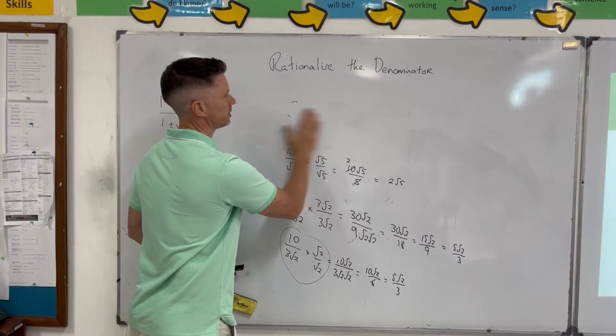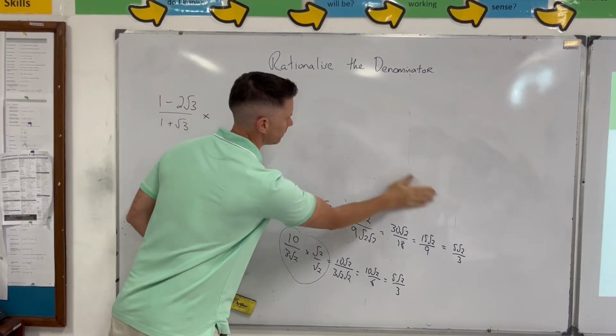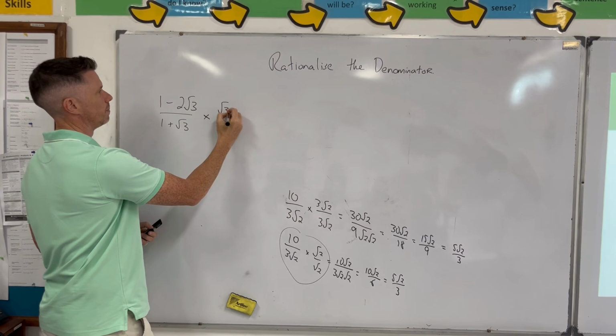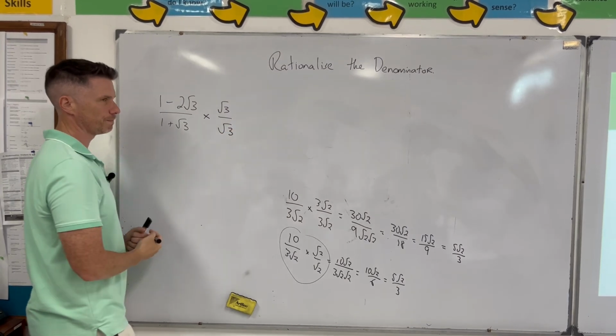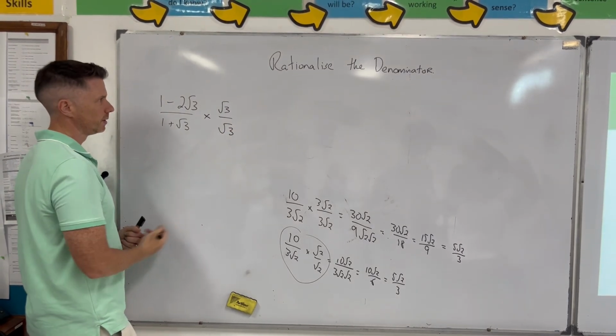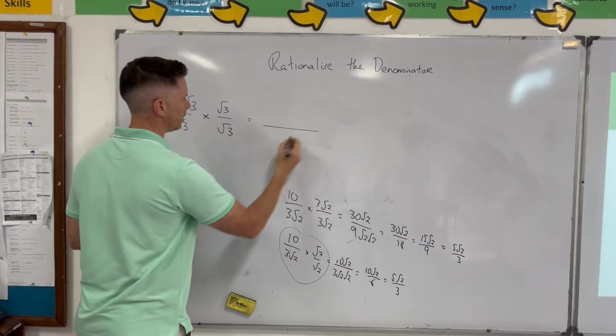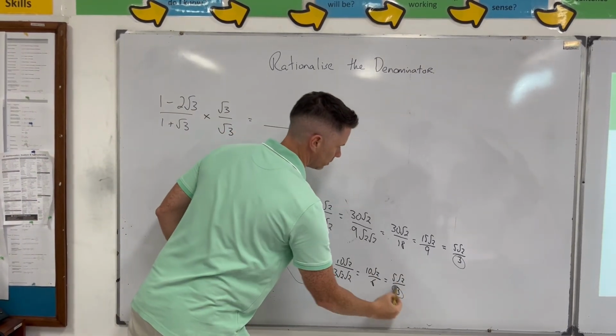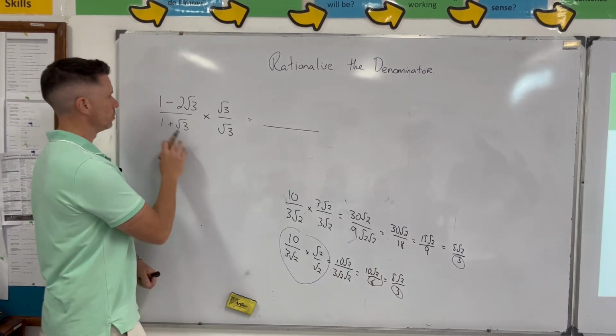Any idea? No ideas? Nothing? Root 3, that's a good idea. That's probably what I would think of as well. So if I multiply above and below by root 3, what do I get? Let's just look at the denominator, because I need the denominator to be a rational number, like a 3 or a 6 or something. So what do I get?